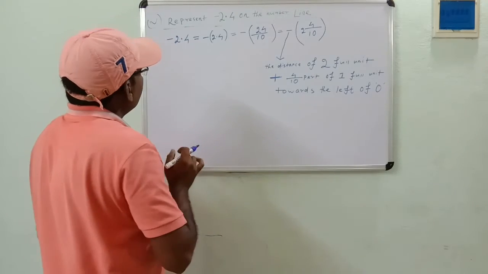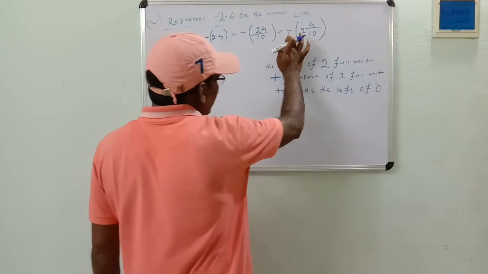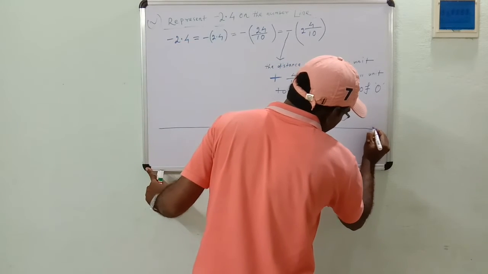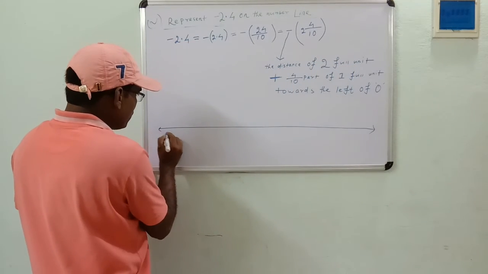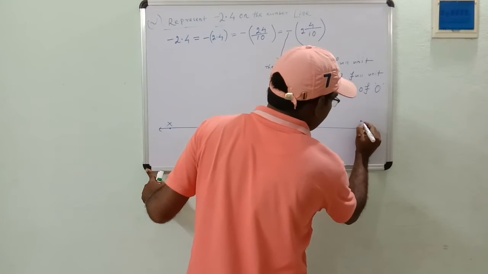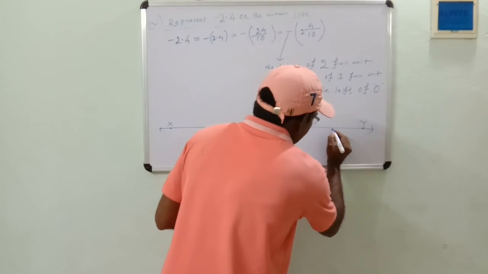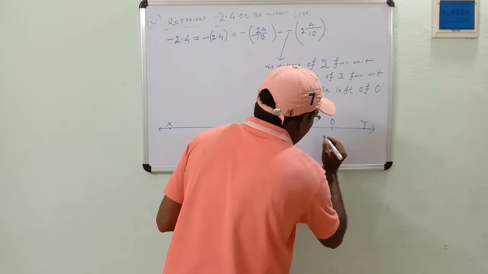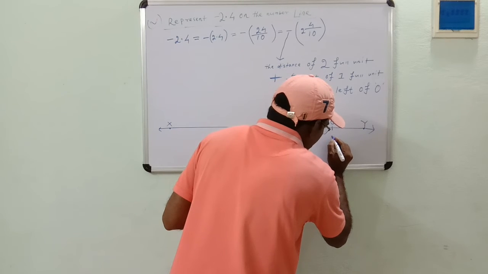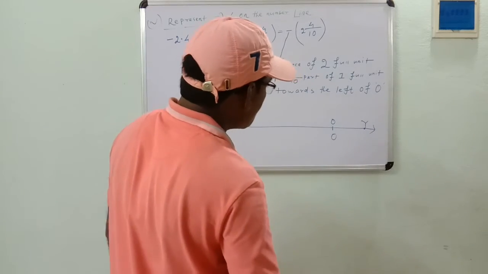Therefore, to represent minus 2.4 on the number line, or to represent minus 2 full 4 by 10 on the number line, first you will draw a line, suppose XY line. Now mark a point, that is O, on this line which represents the integer or rational number 0. So point O represents 0.